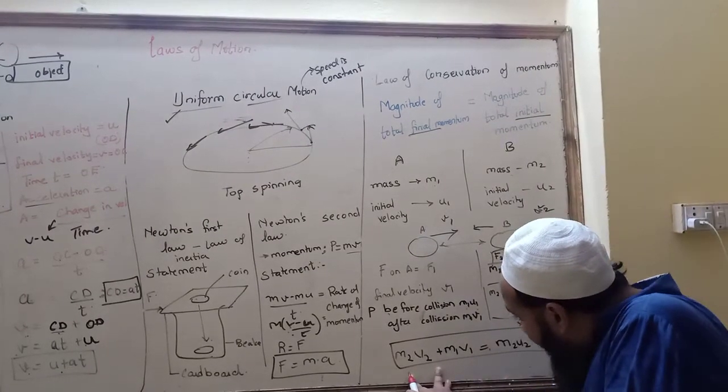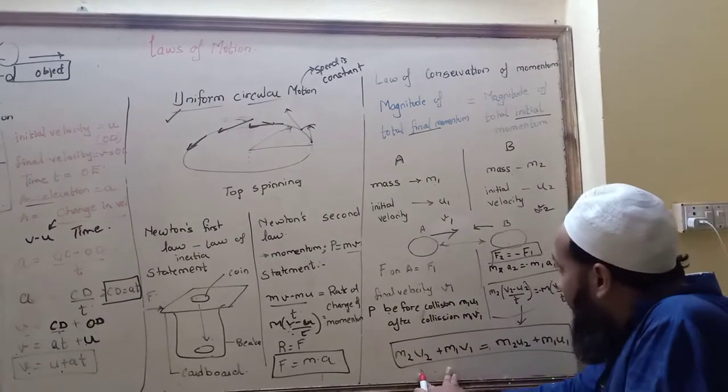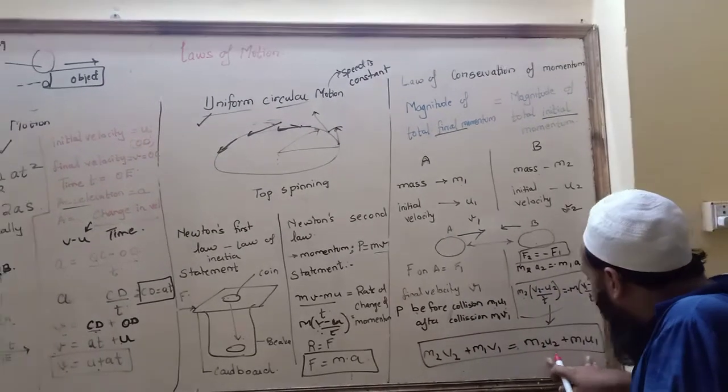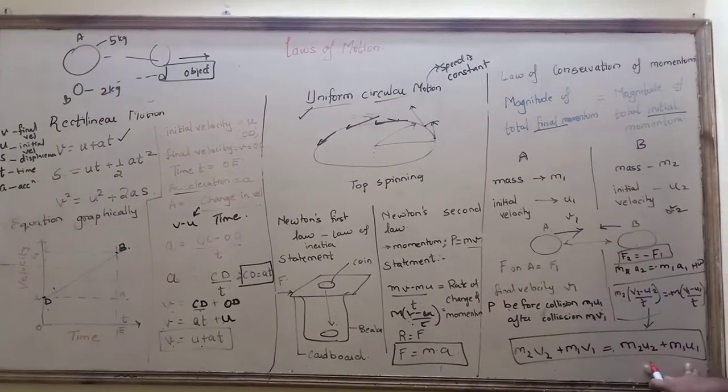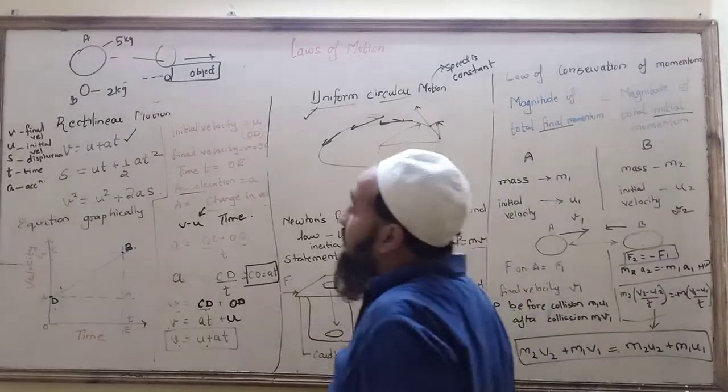In short, the addition of final momentum of both the balls is equal to the addition of initial momentum of both the balls. So this is the law of conservation of momentum.